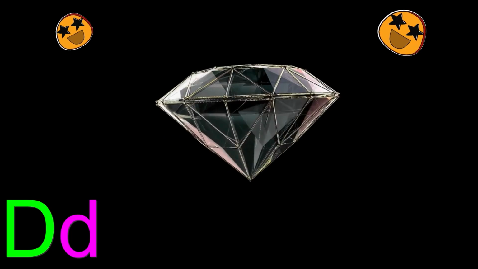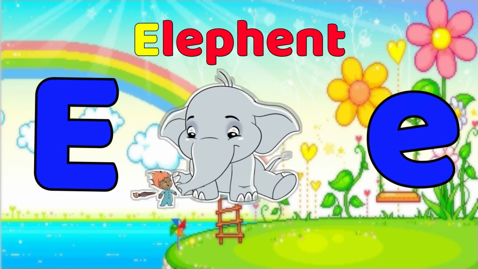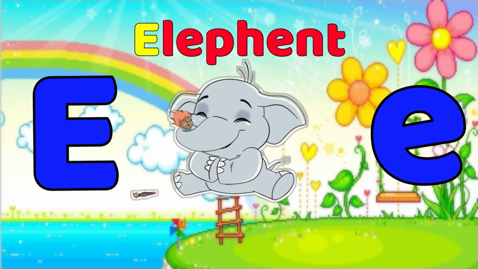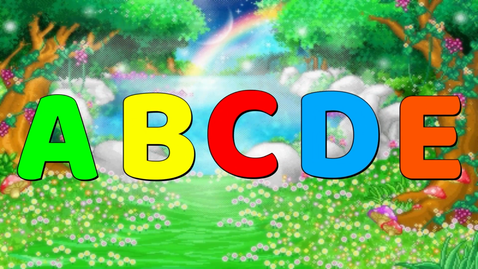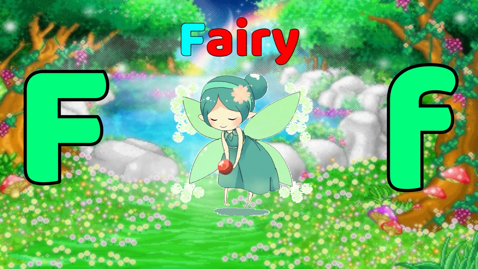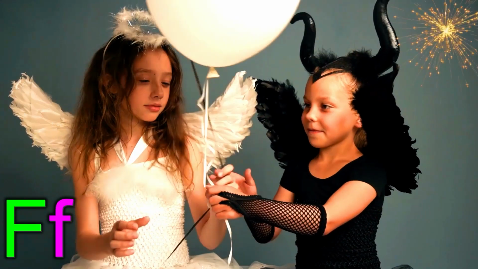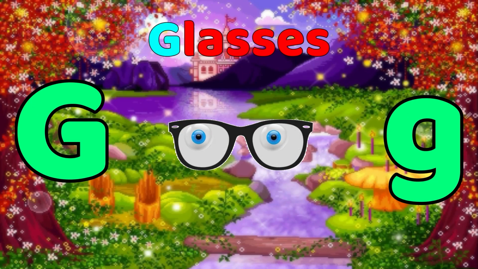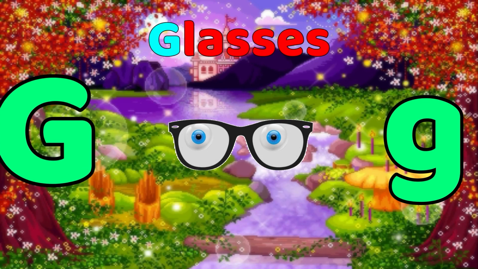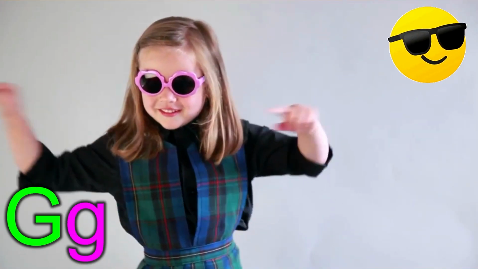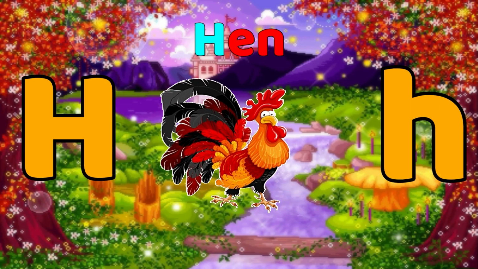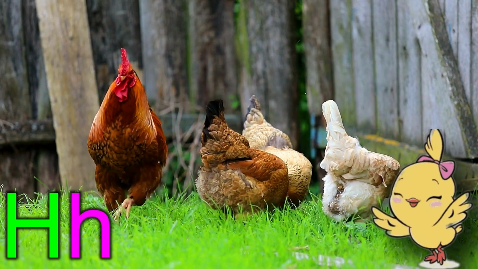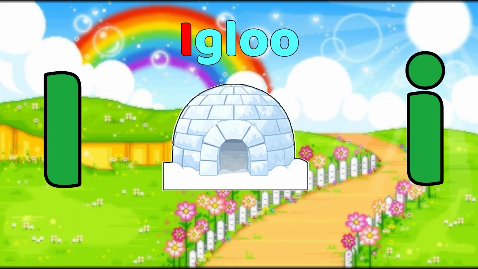D, diamond. E is for elephant. F is for fairy, f, fairy. F, fairy. G is for glasses, g, glasses. G, glasses. H is for hand, h, hand. H, hand. I is for igloo.